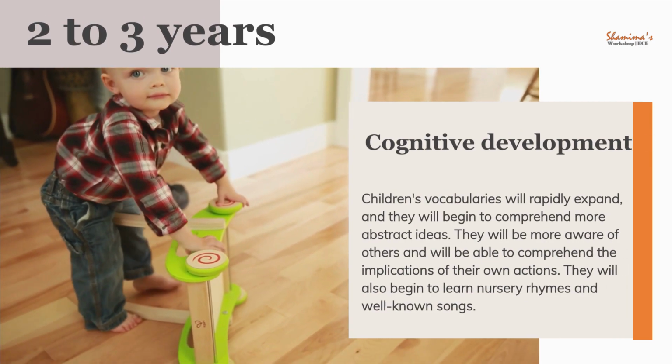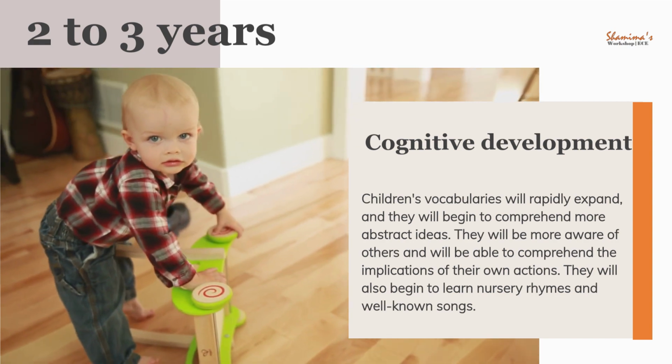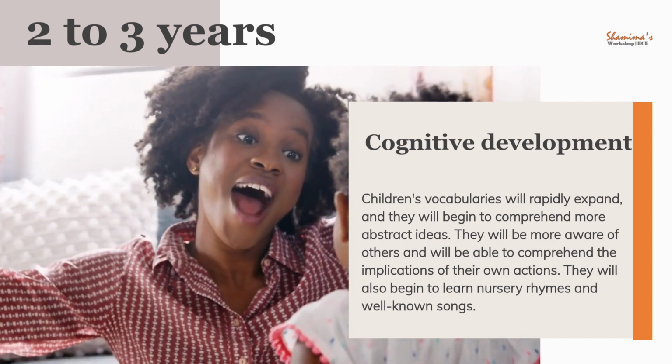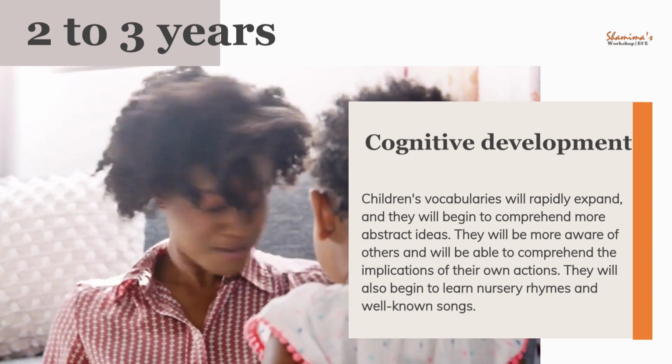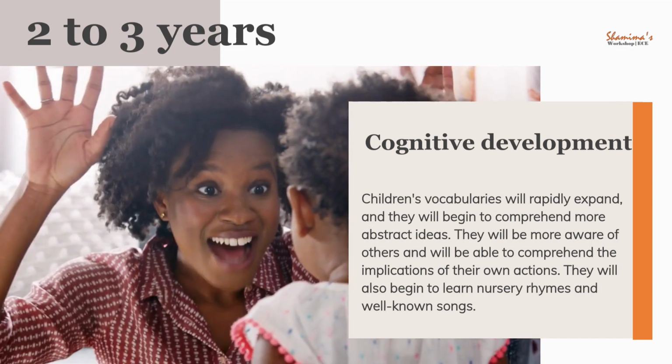2 to 3 years. Cognitive development. Children's vocabularies will rapidly expand, and they will begin to comprehend more abstract ideas. They will be more aware of others and will be able to comprehend the implications of their own actions. They will also begin to learn nursery rhymes and well-known songs.